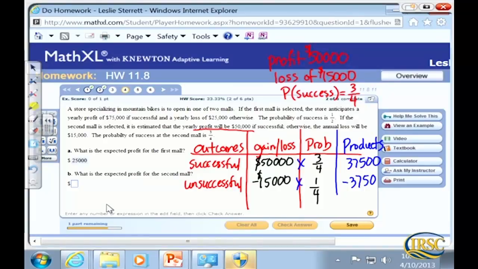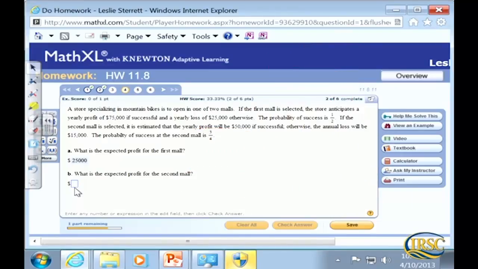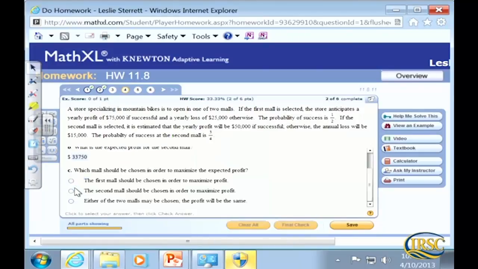So, okay, so yeah. Again, a lot of it is just double checking to make sure you type those numbers in correctly. So now when you add these numbers together, 33,750. Okay, so this time your expected profit is 33,750. There's still one part remaining here. Well done.